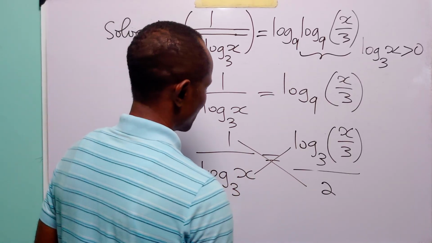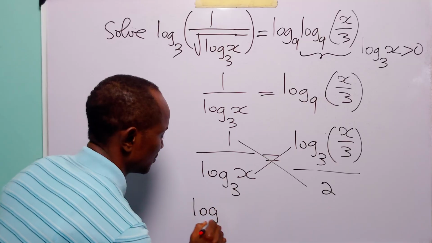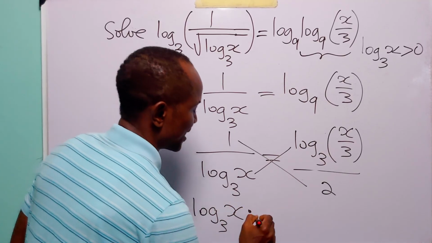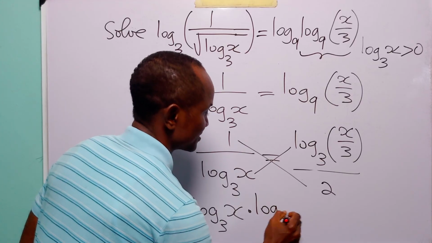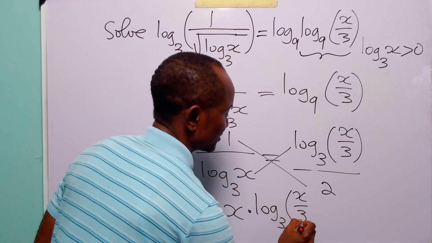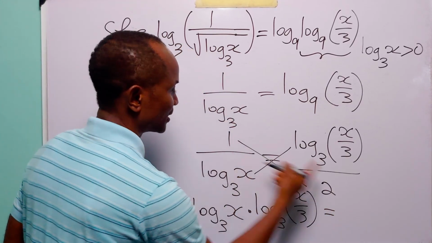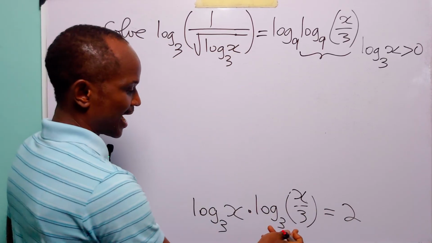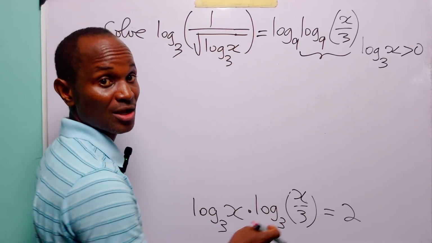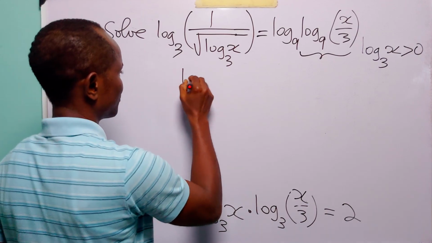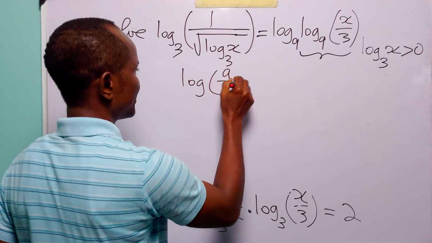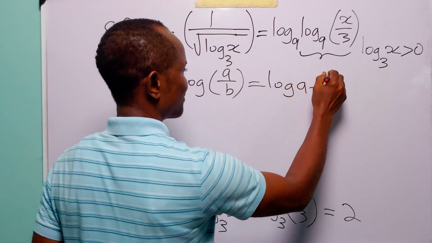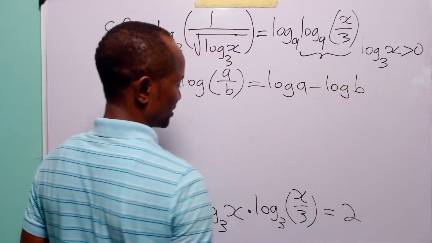When we cross multiply, we have that log to base 3 of x multiplied by log to base 3 of x over 3 is equal to 1 times 2, which of course is equal to 2. And to open this bracket, we have to remember that log A over B is equal to log A minus log B.